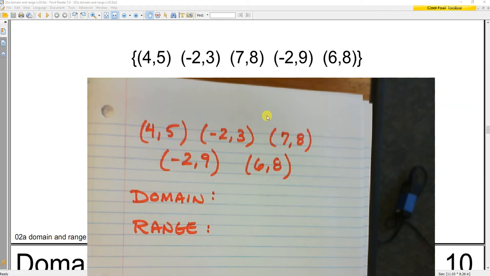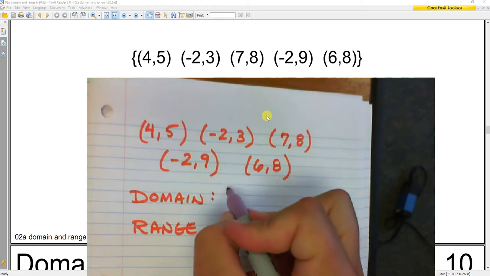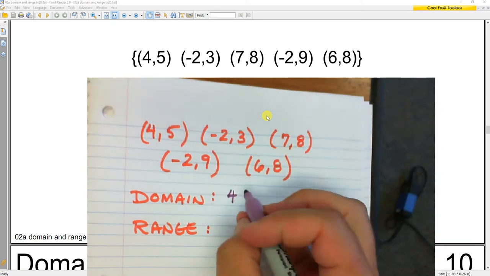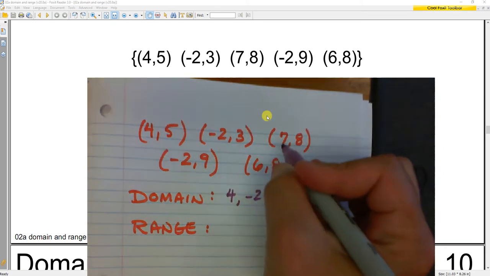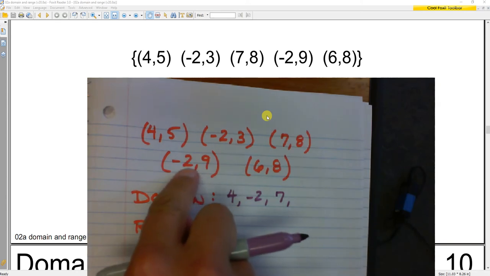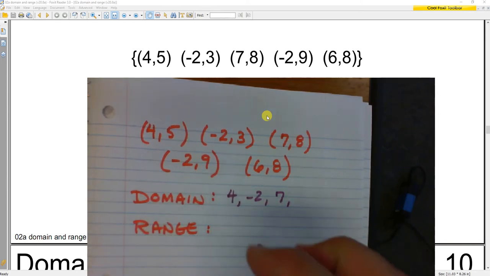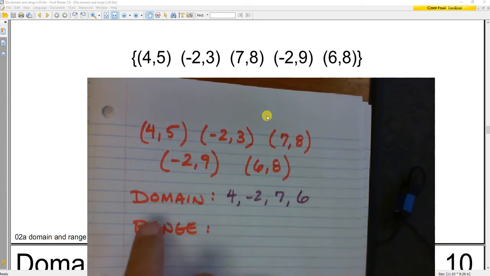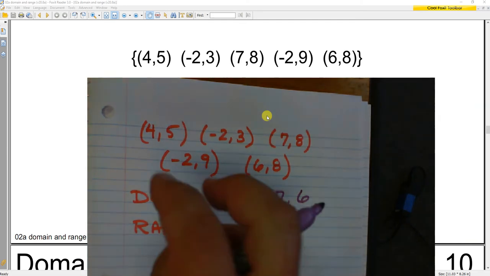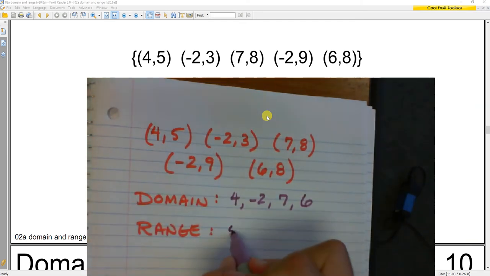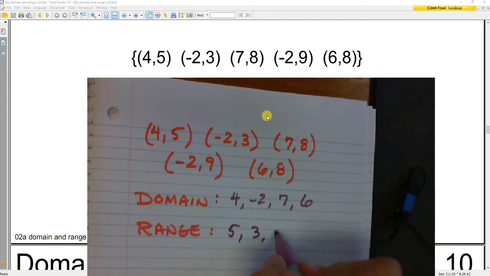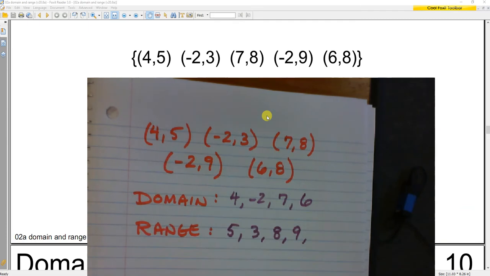So the domain is just all the x's. What are the x's here? I have a 4, I have a negative 2, I have a 7, I have a negative 2. I don't have to write it again since it's already down here, and I have a 6. There's my domain. What's my range? 5, 3, 8, 9, and 8, I'm not going to write it. I don't have to duplicate the values. There's my domain. There's my range.